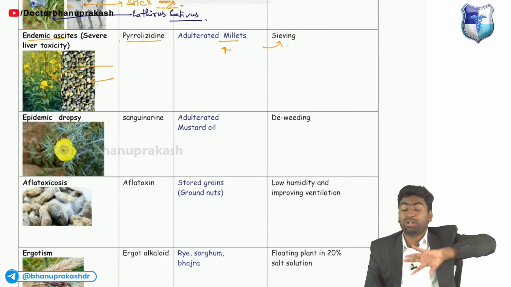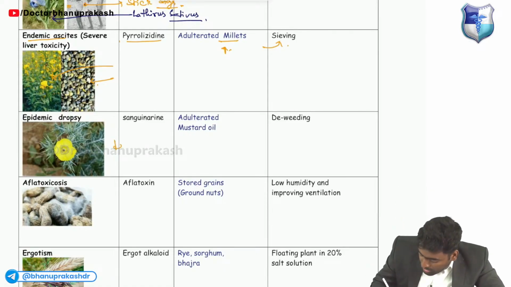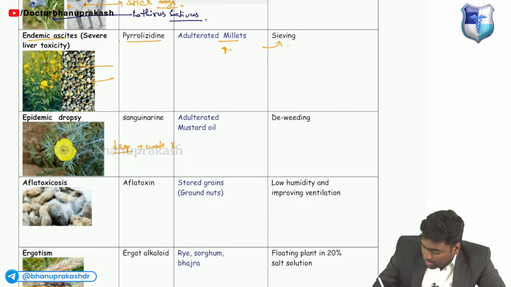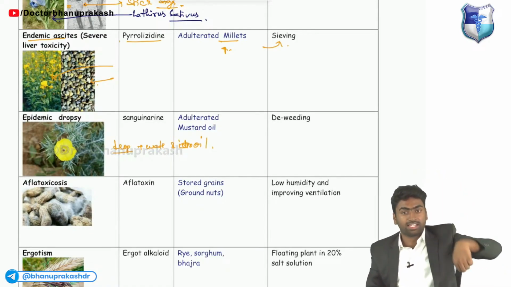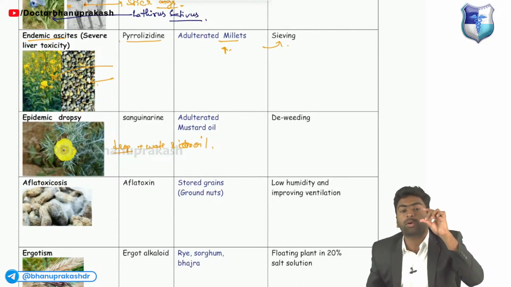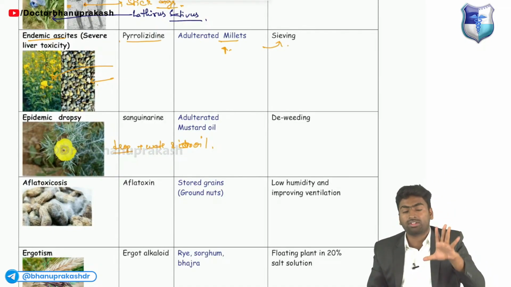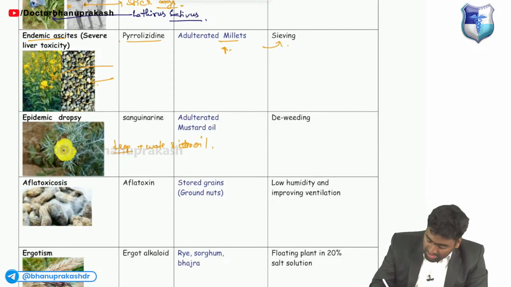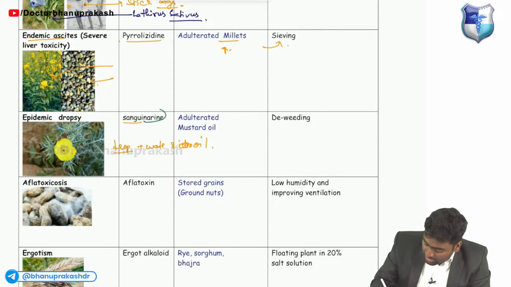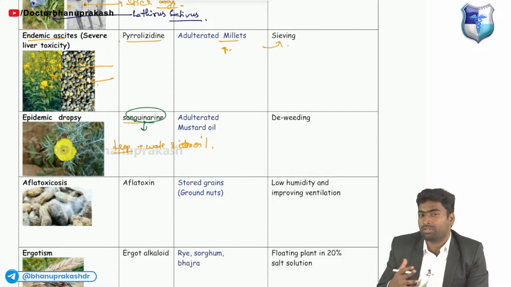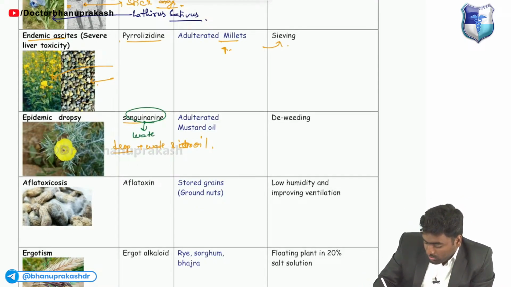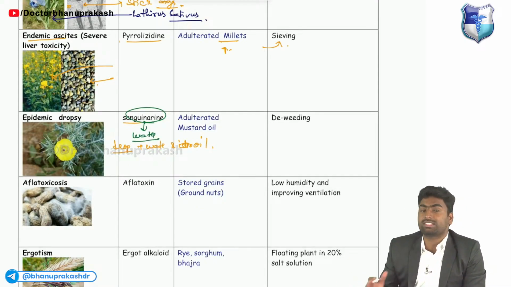Whereas next we'll see epidemic dropsy, remember, dropsy. What will drop? Water and oil will drop. Water means the water will fall down, and the oil will also fall down. So it is epidemic dropsy. It will be water that falls, and oil also will drop. So see, sanguinarine. Sanguinarine is like the name of water, so remember it is the water component, so water also will fall. So the toxin here is sanguinarine.